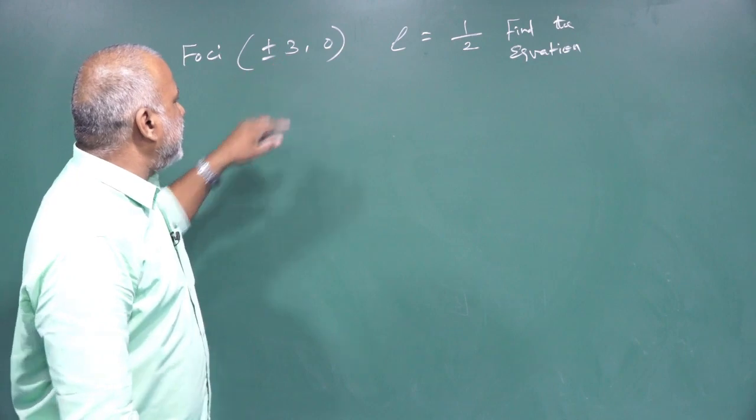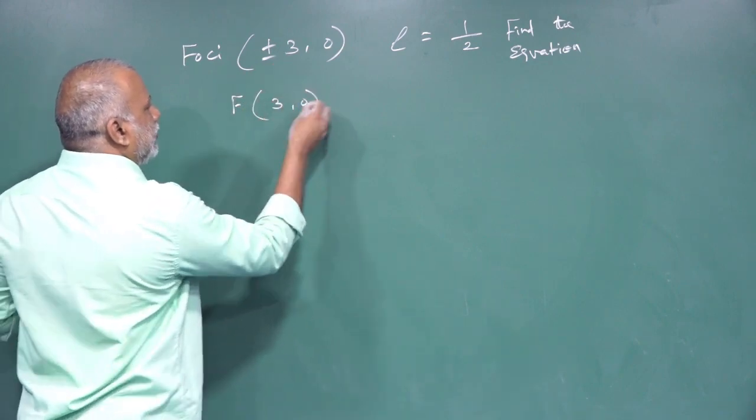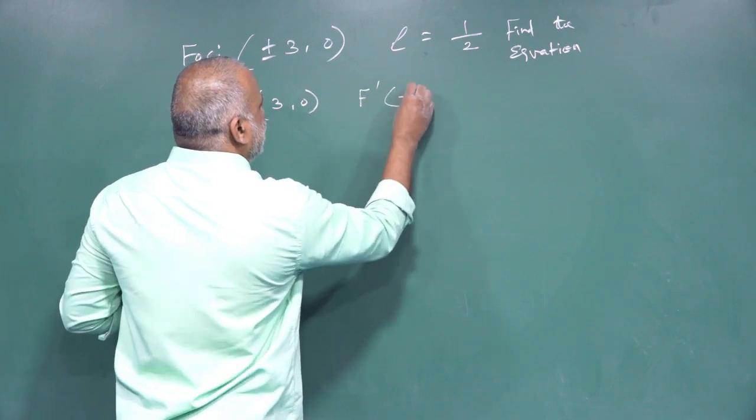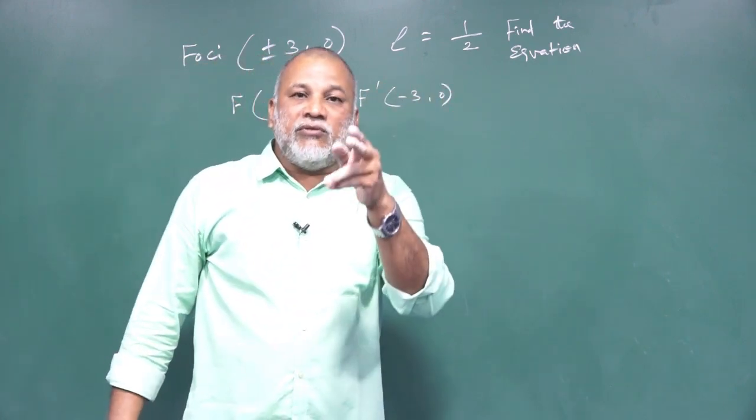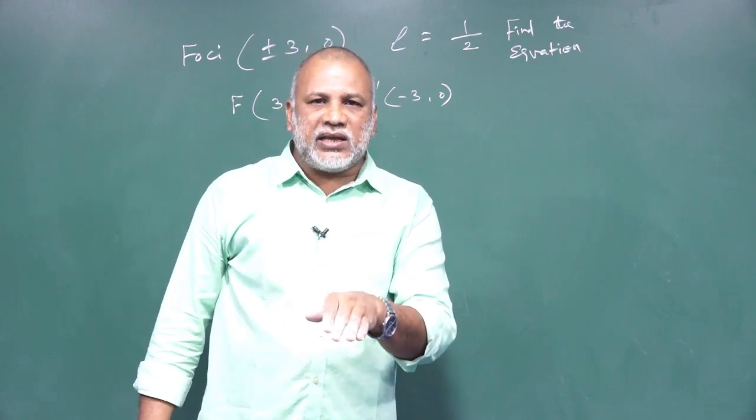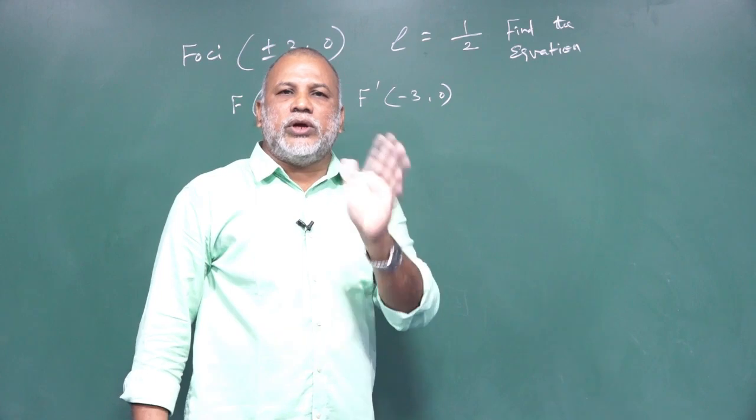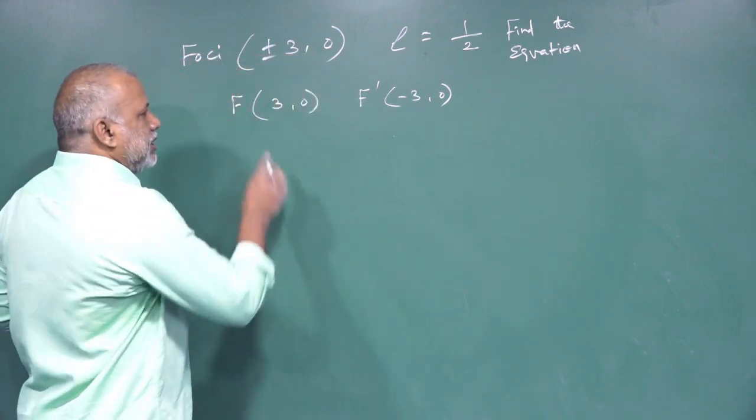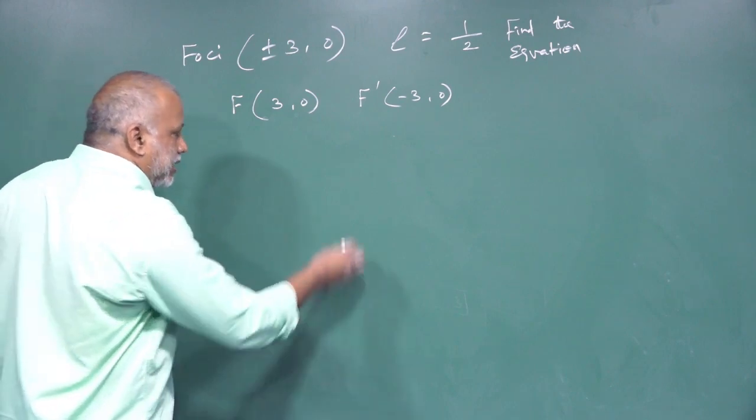Here foci means it should be taken like this: F is 3 comma 0, then F dash is minus 3 comma 0. In the previous question, vertices A and A dash were given. Here e only is given. So depending upon this, you are going to take the diagram. One focus is 3 comma 0. The second focus is minus 3 comma 0.